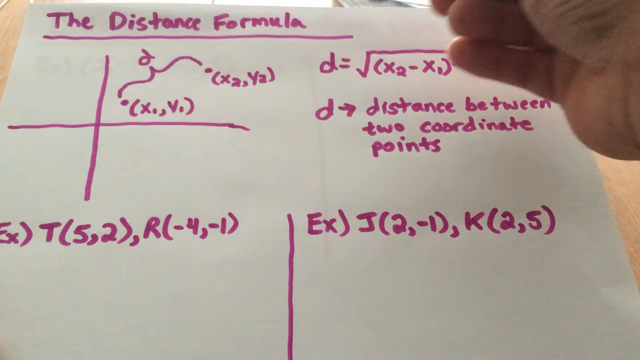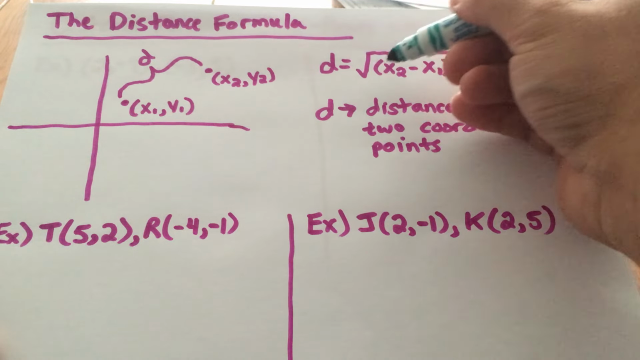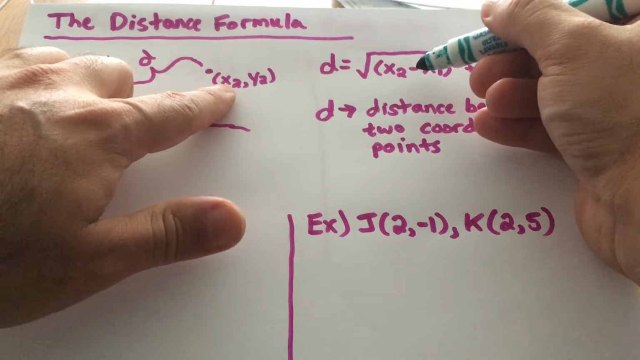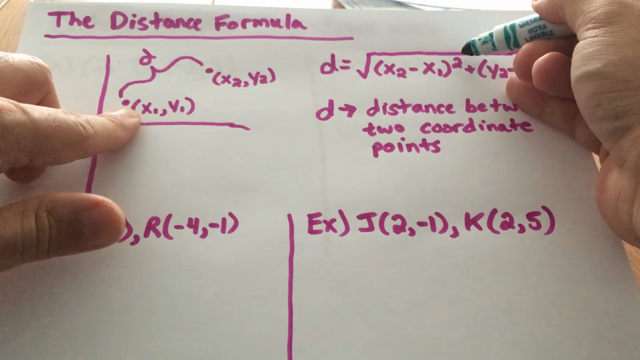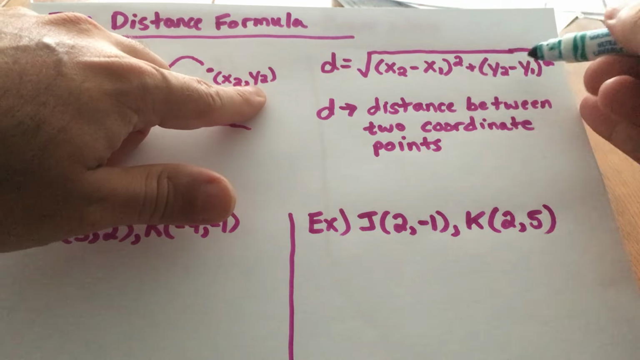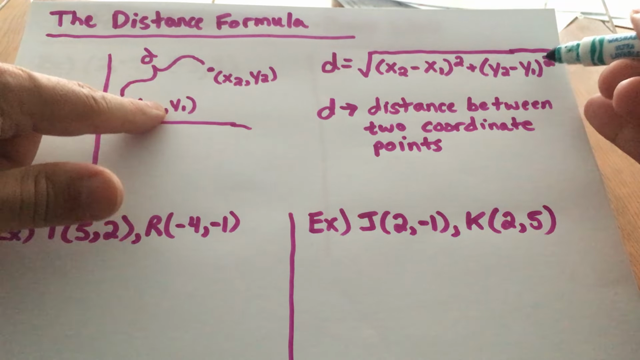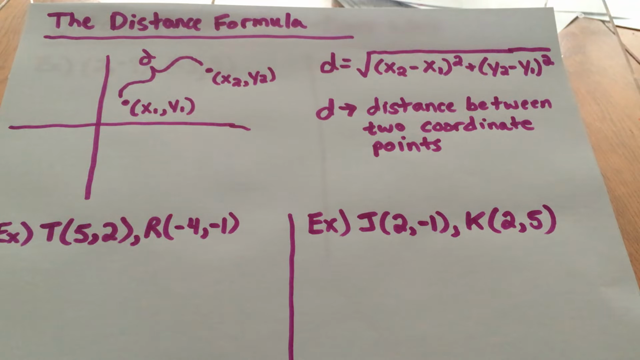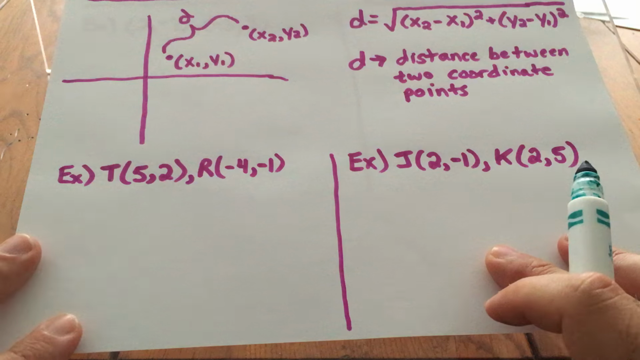So d is equal to the square root of one x coordinate minus the other x coordinate squared. It doesn't matter which order you do it in, which we'll see in a minute. Plus one of the y coordinates minus the other y coordinate squared. So that's the formula. It makes more sense, I think, if we do some examples, which I have down here.